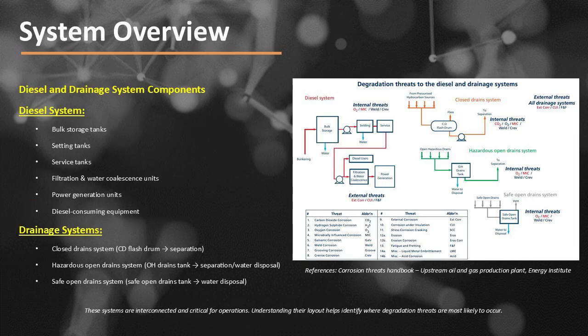System Overview. These systems are interconnected and critical for operations. Understanding their layout helps identify where degradation threats are most likely to occur. Here are the diesel and drainage system components.